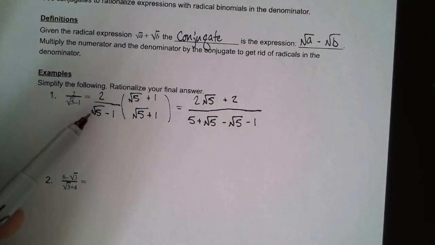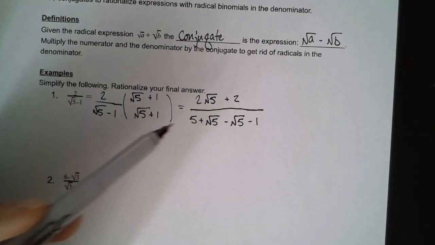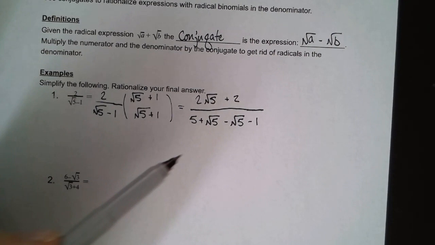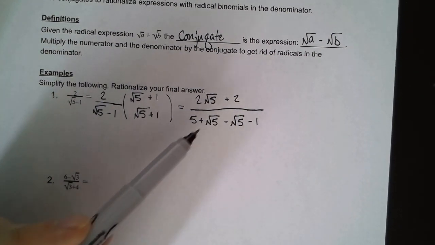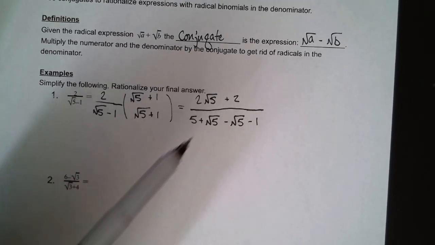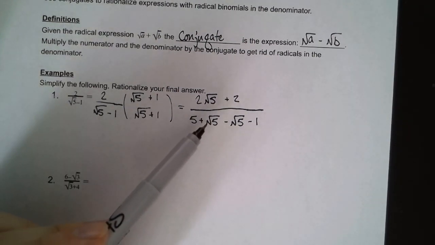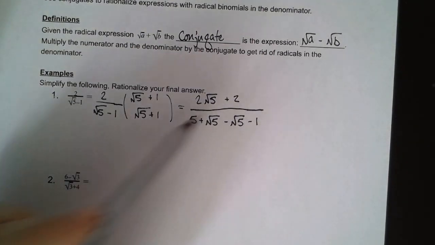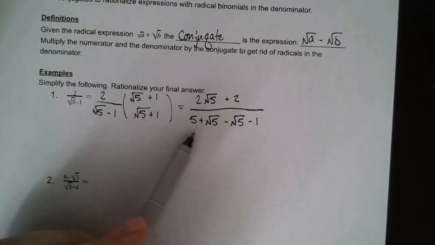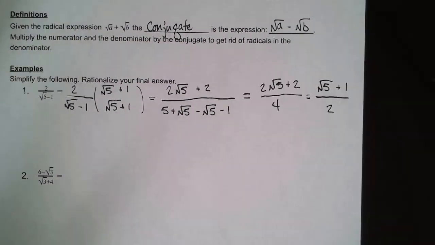Now notice when we multiplied the root 5 times the root 5, we end up with just the integer 5. And also we have this positive root 5 and this negative root 5 in here. So these middle terms are going to cancel each other out. So that's what happens when you multiply conjugates by each other. You end up without anything with a radical. Okay, so I'm going to go ahead and simplify this a little bit. We can take 5 minus 1 and we can cancel out these root 5s. So I'm going to go ahead and do that now.